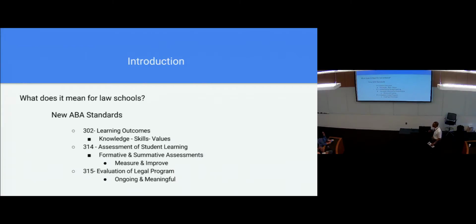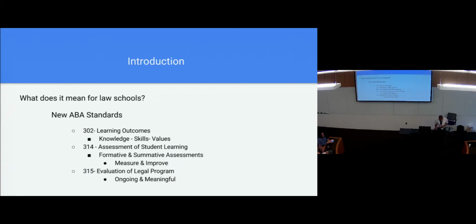That also feeds into the next standard, which is 315, because the law schools are now also required to provide an evaluation of their program in an ongoing and meaningful way. So in order to determine whether we have actually met our goals of having the students achieve the learning outcomes that we set out, we have to evaluate the program on a regular basis. So this sets the tone in terms of why we're doing this and why it's important.